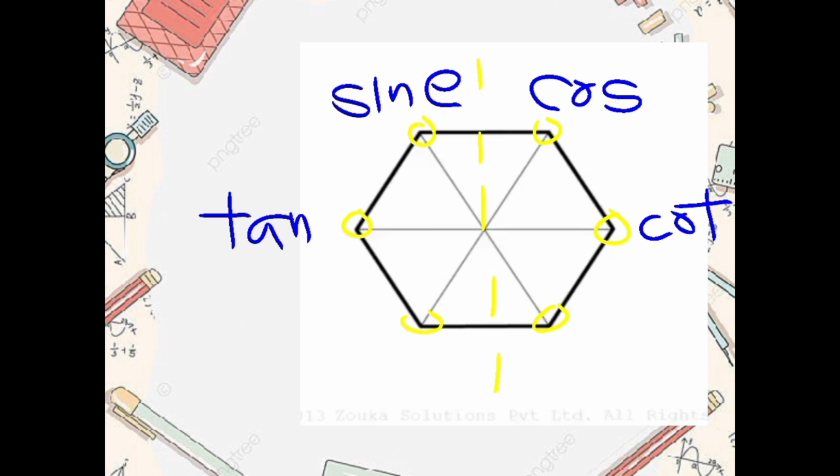To remember what's written on this vertex, just remember that we have all functions starting with C on the right side. So we write cosec here and sec here. So we have now tan, sine, cos, cot, cosec, and sec. That's all you need to remember about how the super hexagon has to be drawn.